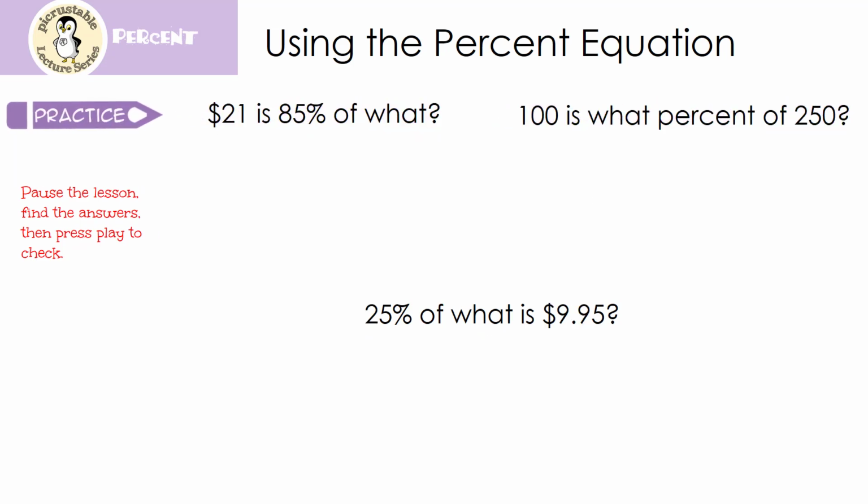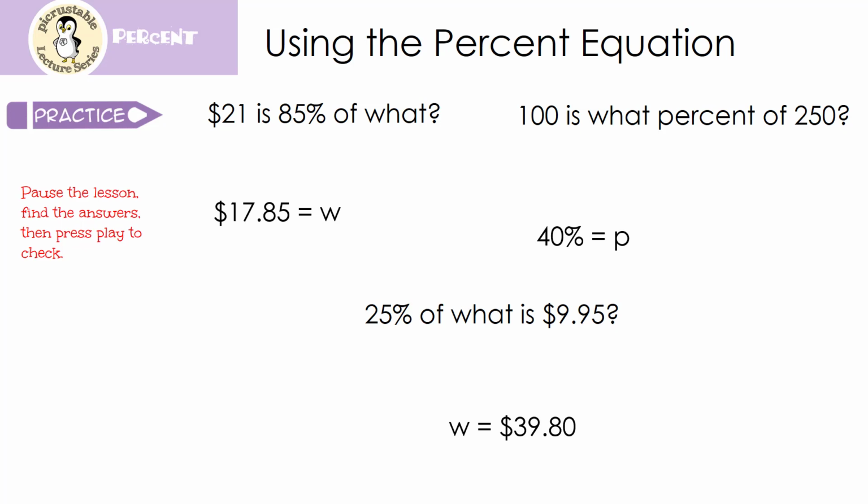Here's 3 more for you to try. You're going to pause the lesson, find the answers, then press play to check. All right, let's see how you did. The first answer is $17.85 is W. The next one is 40%. And finally, W equals $39.80.